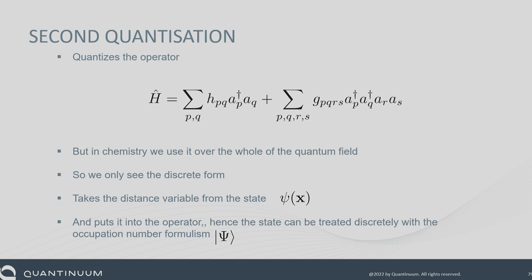I'm going to briefly talk about this. So what is second quantization? I briefly alluded to it, just because people are probably familiar with it. Second quantization essentially takes the distance dependence from the wave function, so you don't have any of these functions of R anymore for your wave function. It puts that into the operator, as you saw in the previous slide. Then we can treat the basis in the occupation number formalism with just ones and zeros, and it gives us this rigorous mathematical footing. This is what von Neumann is.